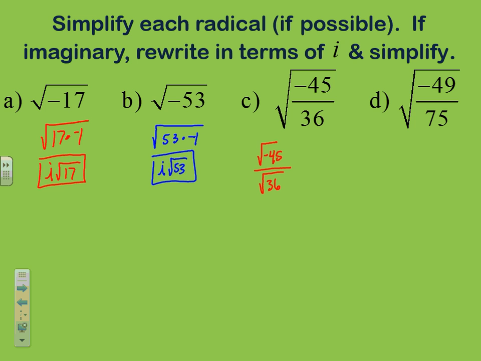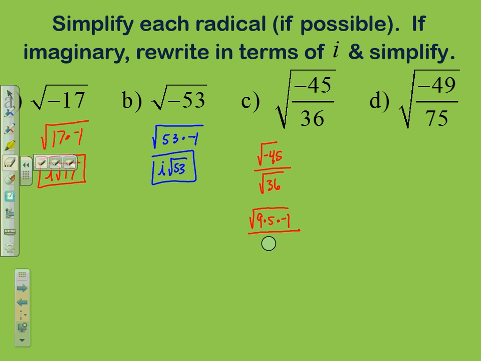So looking at the square root of 45 in the numerator, I'm just looking at the largest perfect square factor of 45, which is 9. So 9 times 5 will give me a 45, and if I multiply that by a -1, I'd get the -45. The square root of 36 in the denominator, that is a perfect square, so I'm going to go ahead and write 36 again. Square root of 36 is just going to give me 6.